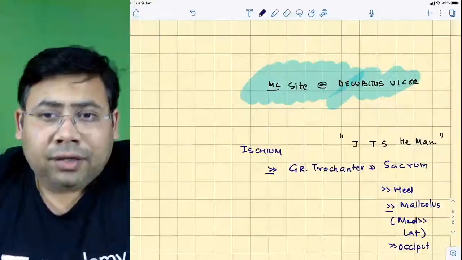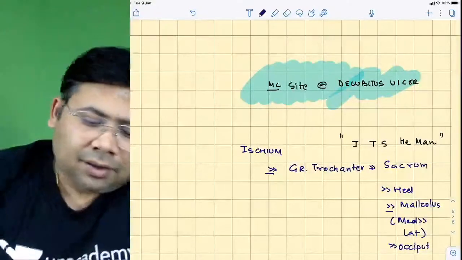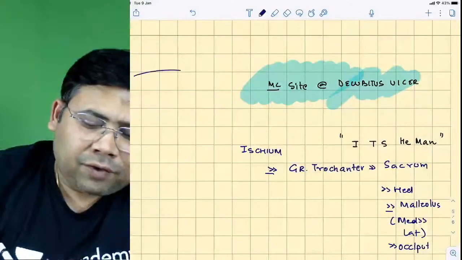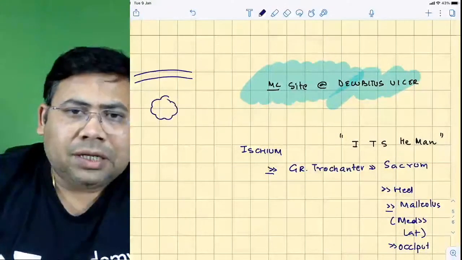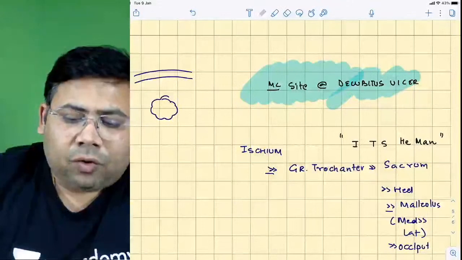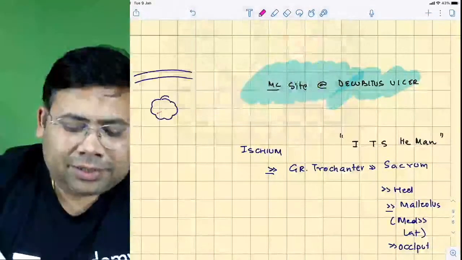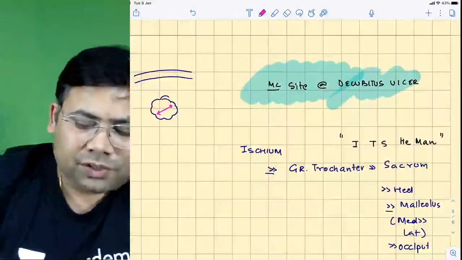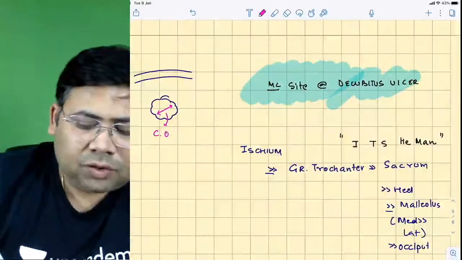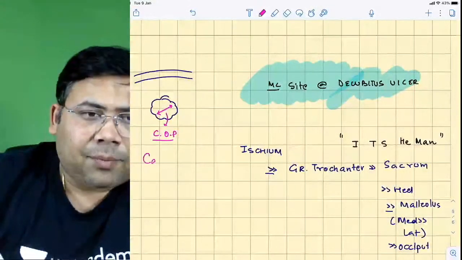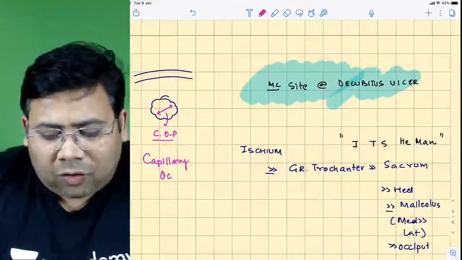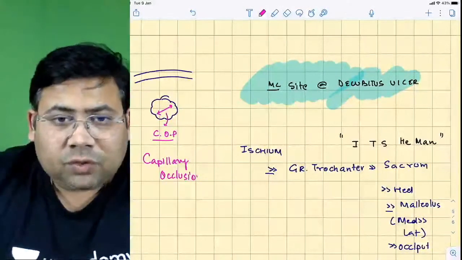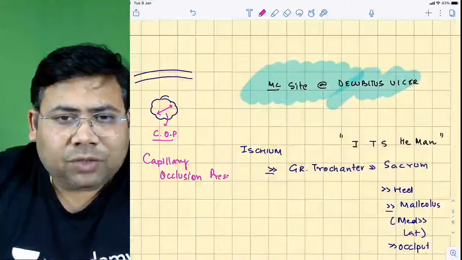Bache, why does decubitus ulcer occur? Answer is, dekho, whenever you have this, this is the skin, and here you are having the capillary. In order to keep the capillary distended, there is a pressure which is known as COP. What is COP? This is defined as capillary occlusion pressure. Now, what is so important about this capillary occlusion pressure?